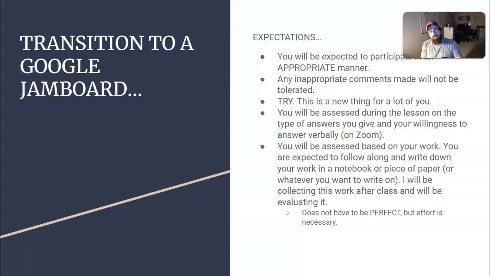And as we go, we'll be looking at your answers and seeing how people do with that, and then we'll have an assignment that you'll be assessed on at the end of the lesson as well.